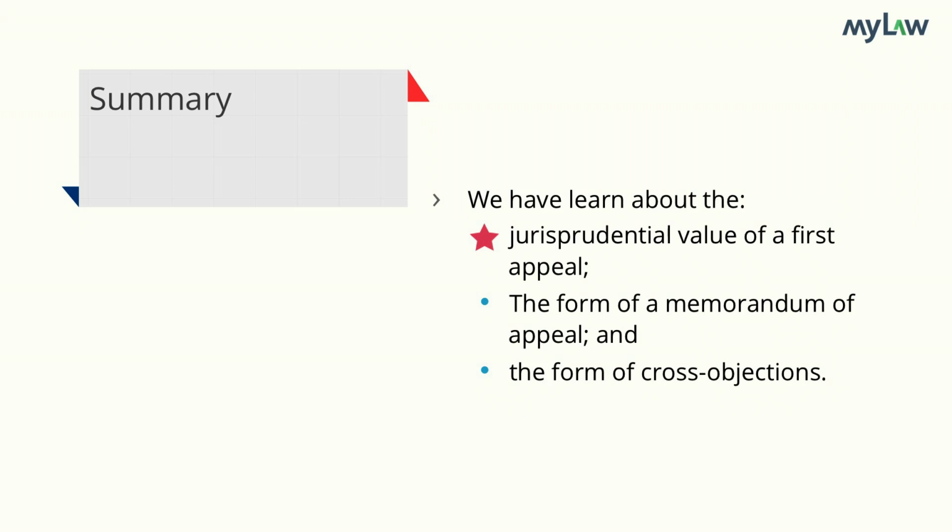This concludes this session on first appeals. In this session, we have learnt about the jurisprudential value of a first appeal, the form of a memorandum of first appeal, and the form of cross objections. In the next unit, we will review the drafting of second appeals and interlocutory applications in appellate proceedings.